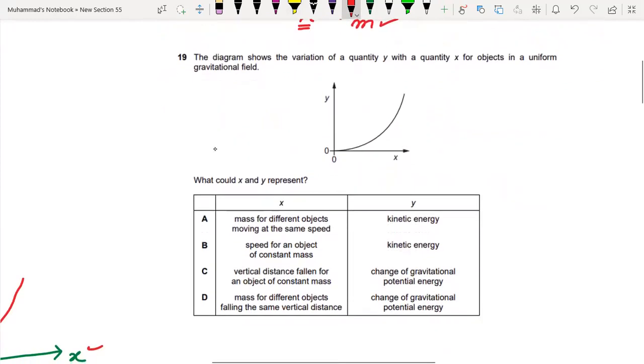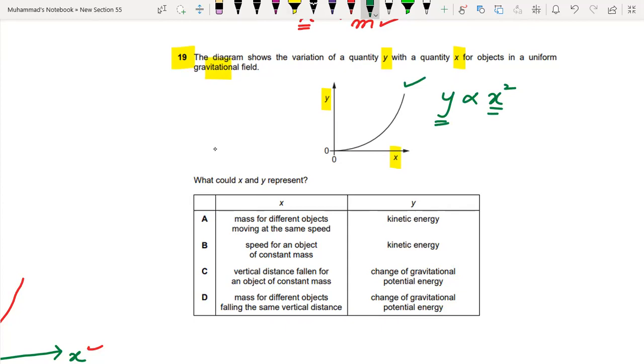So another situation, we can easily see the diagram shows the variation of a quantity y versus a quantity x, for objects in a uniform gravitational field, the gravitational field is constant, so that is not being changed. This is quantity y versus x. So you can easily see from this graph that y is proportional to x square. This is the graph of a parabola.